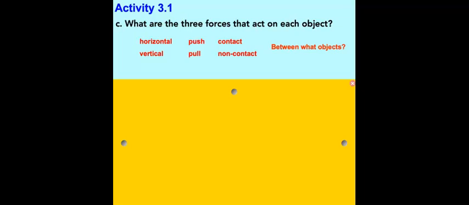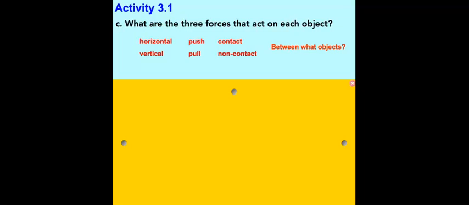When you talk about each of the interactions, for both the tennis ball and the marble, first of all, you've got to ask: was the force horizontal or vertical? Was it a push or a pull? Was it a contact or a non-contact force? And then you have to say between what two objects. So go ahead and finish C.